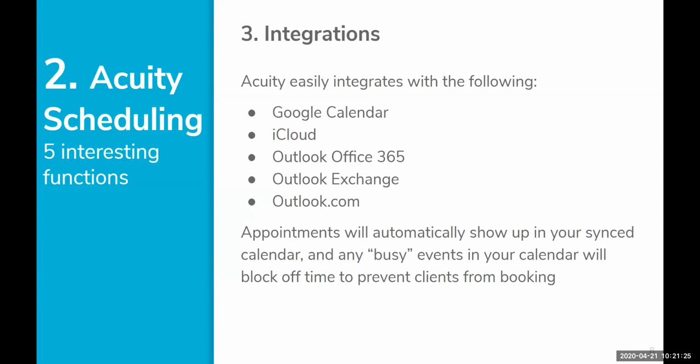So these are all the different types of calendars they integrate with: Google Calendar, which I know a lot of us use as far as the chat that I could see, iCloud, Outlook Office 365, Outlook Exchange, and Outlook.com. Like I said, appointments will automatically show up in your synced calendar, but it will understand that you're busy if you have maybe a lunch scheduled or dinner plans or whatnot. So it will go ahead and block off that time to prevent clients from booking you when you're busy on your other calendars that you've integrated with.